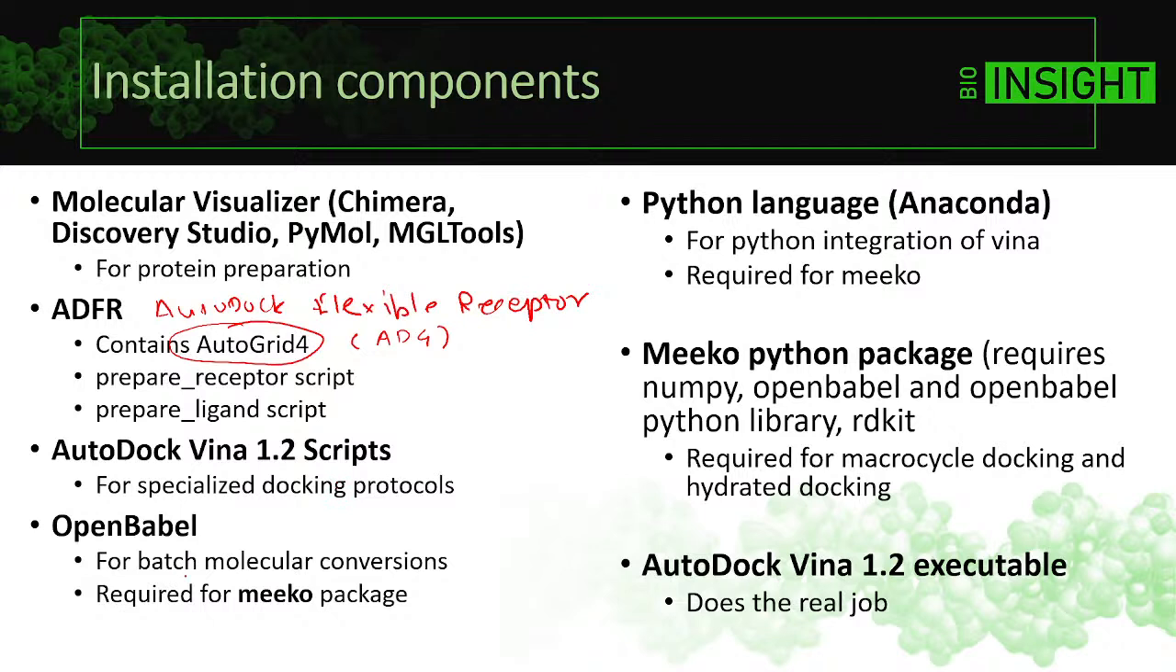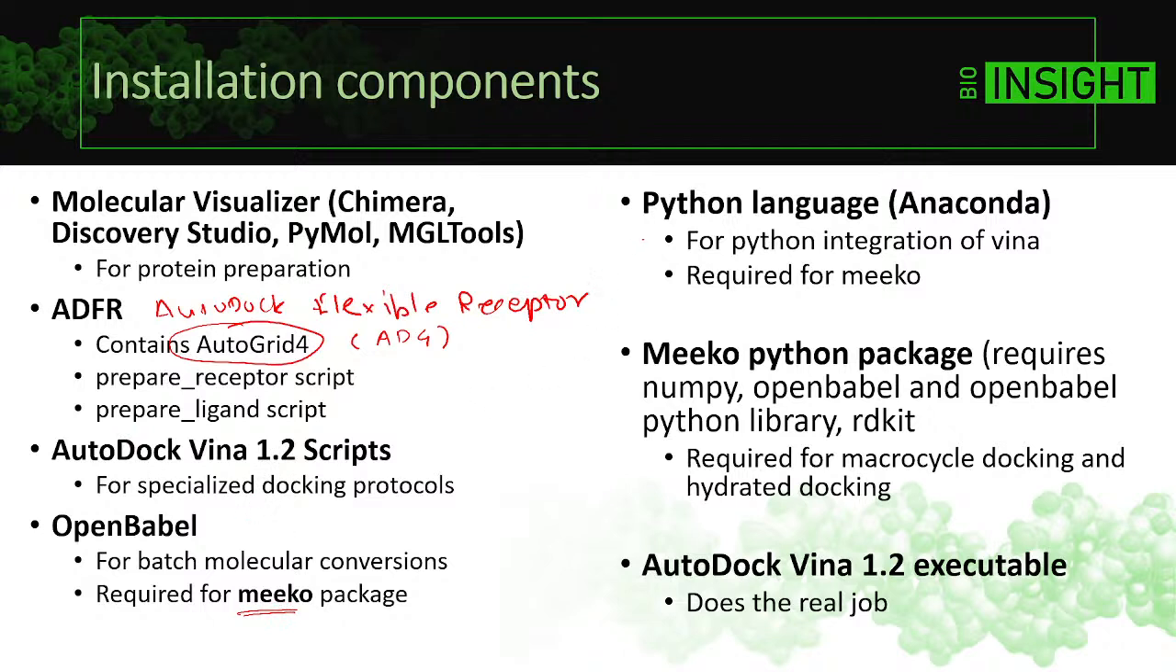OpenBabel is a very well-known molecular file format converter which can be used to perform batch molecular conversion. So if you have like 100 or 1000 molecules, you want to convert or optimize them all at the same time and convert them into the PDBQT format required by Vina, you can use OpenBabel command line options. Also, OpenBabel is required for the Meeko package, which we will talk about, that has been introduced along with this new AutoDock Vina 1.2.